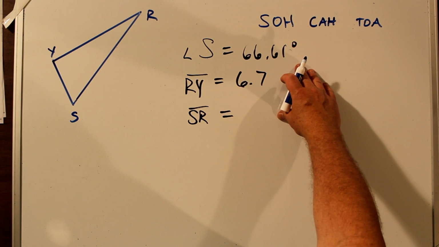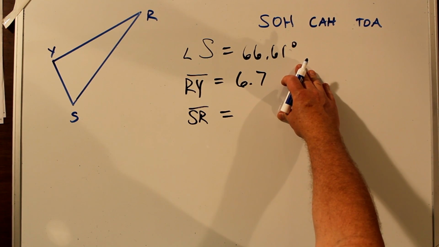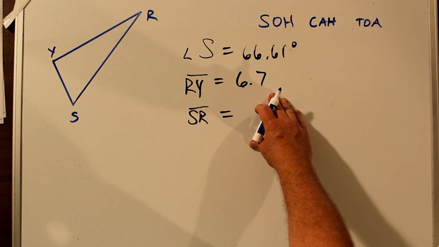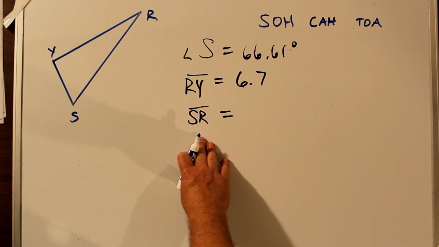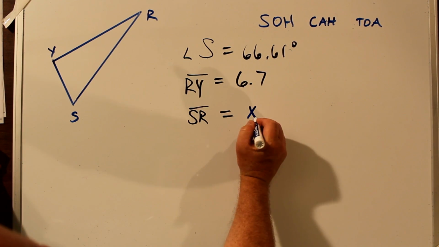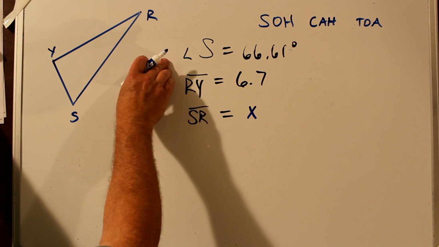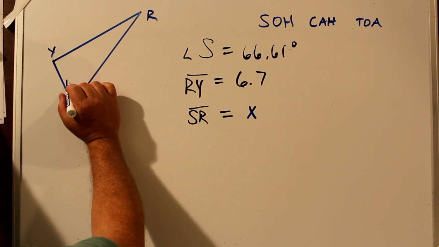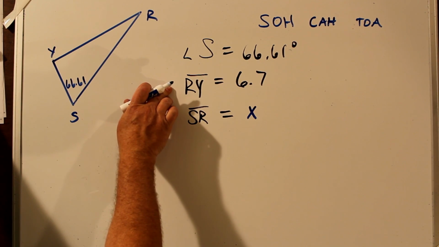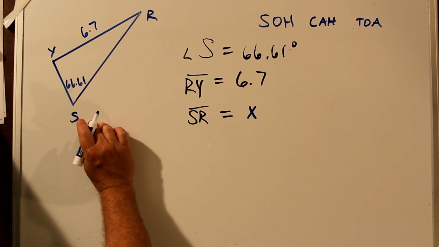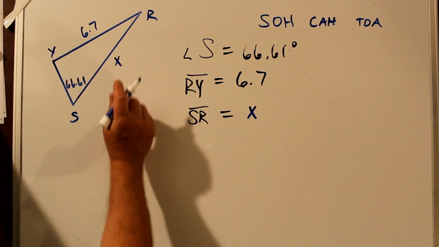In this problem, we're given angle S equals 66.61 degrees and length RY equals 6.7. We want to find length SR. So that's our unknown. We'll call it X. Let's write in the information that we do know. Angle S is 66.61 degrees and length RY is 6.7. And length SR is our unknown X.